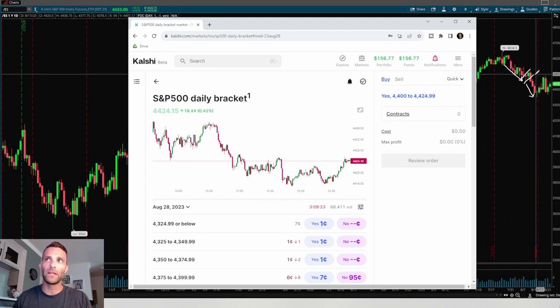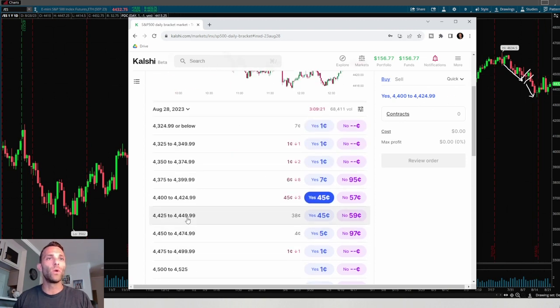The level that I mentioned was 4,500. So we would want to go to the ranges that are right at it, maybe just slightly below. So 4,475 to 4,500, maybe even one below, 4,450 to 4,475. We don't want to go too far below.